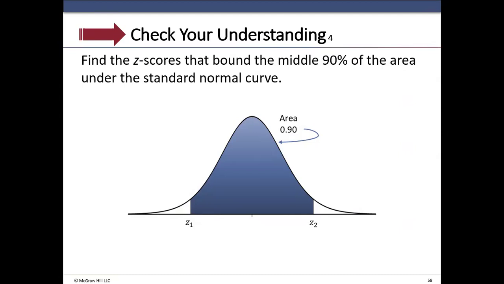is positive 1.645. One thing you notice, the difference between z1 and z2. z1 is on the left of 0, so its value is minus 1.645. z2 is located the same distance away from the center, which is at 0, but it's on the right of 0, so its value is the same value as z1, but it is positive 1.645.